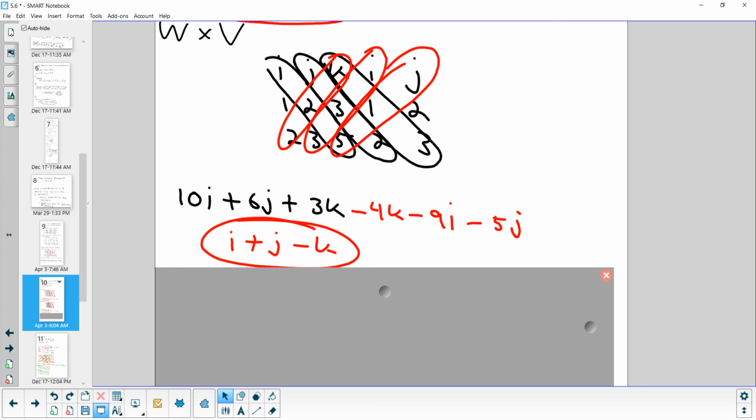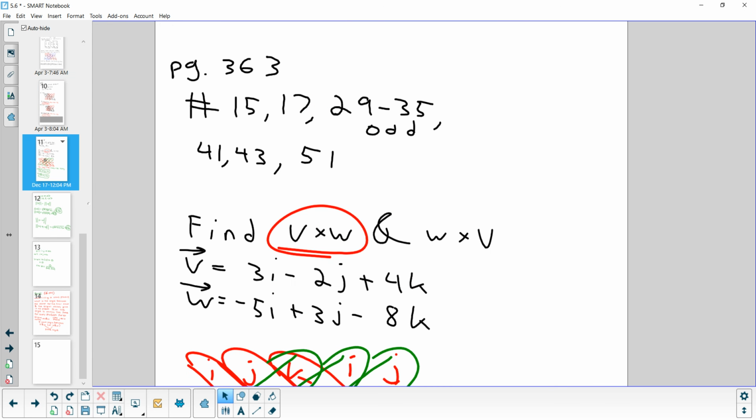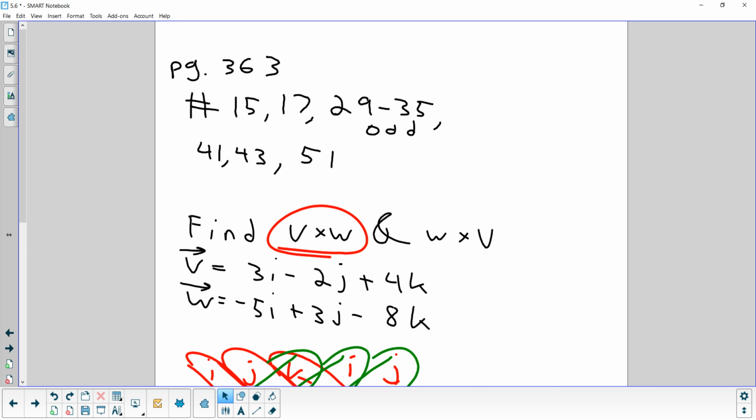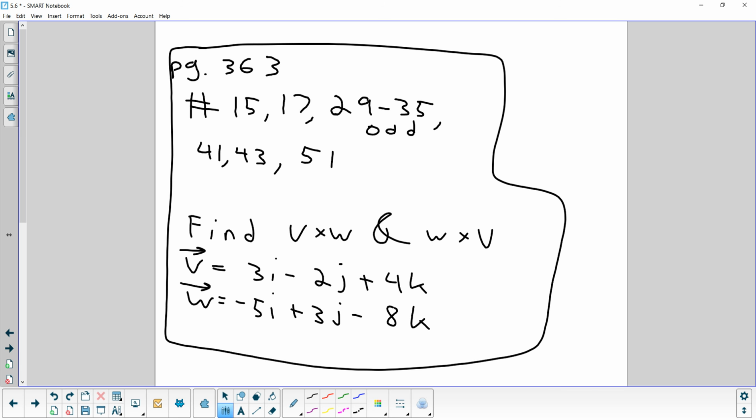All right, so let me put up the homework. The homework is on page 363, and then there are 2 problems I want you to do that are not in the book. So 15, 17, 29 to 35, 41, 43, 51. And then take these 2 vectors and find the cross product. V cross W and W cross V.